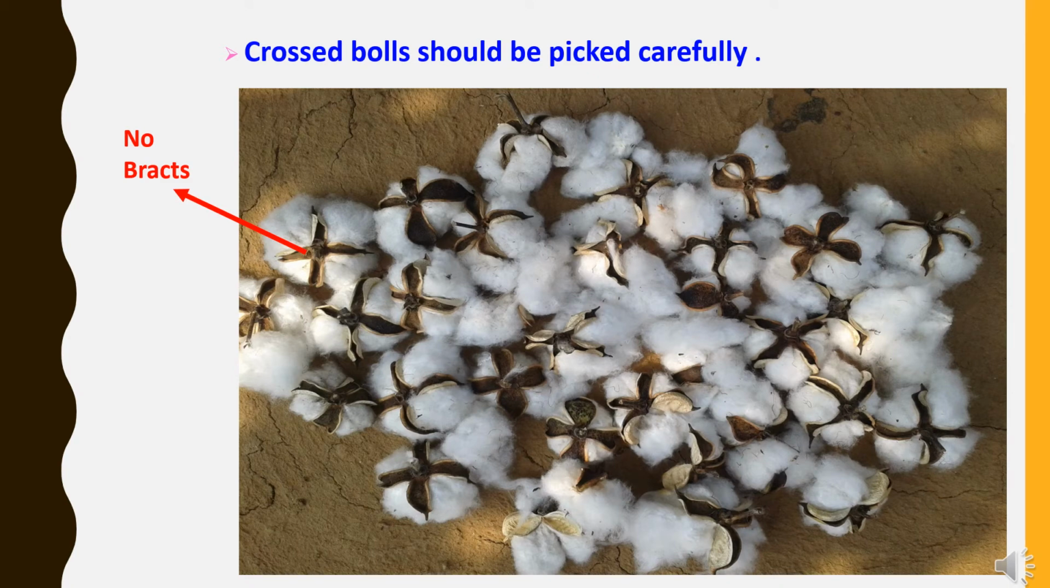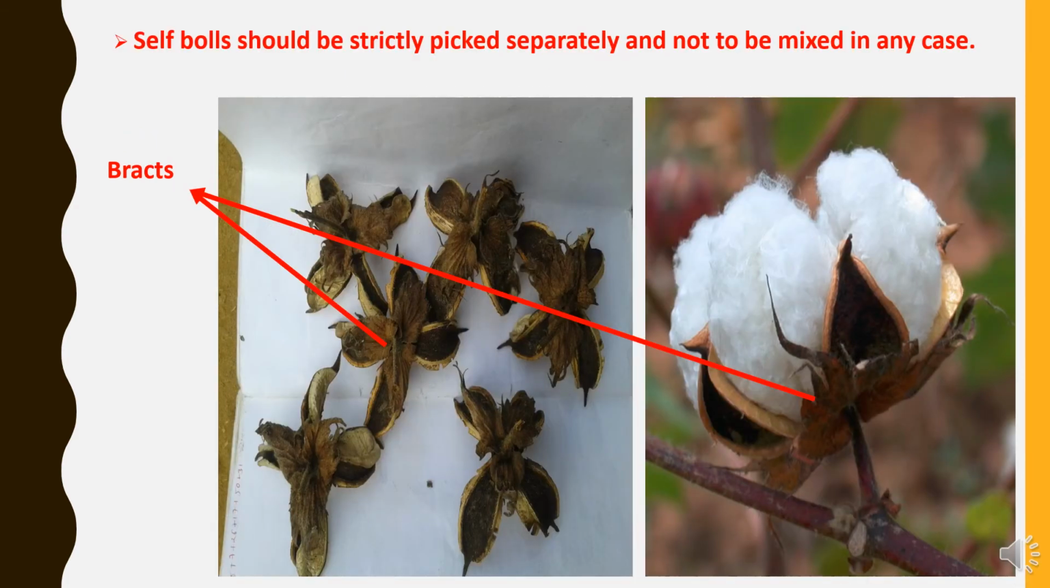While picking, crossed balls should be picked carefully and there should be no mixing of self balls. In crossed balls, the identification marks show there will be no breaks on the backside, so we can identify them easily while picking. Self balls should be strictly picked separately and not mixed in the seed produce. We can easily observe the presence of breaks in these balls, which indicates that they were not crossed during seed production. So we have to take care to remove these balls and avoid mixing them with the seed produce.